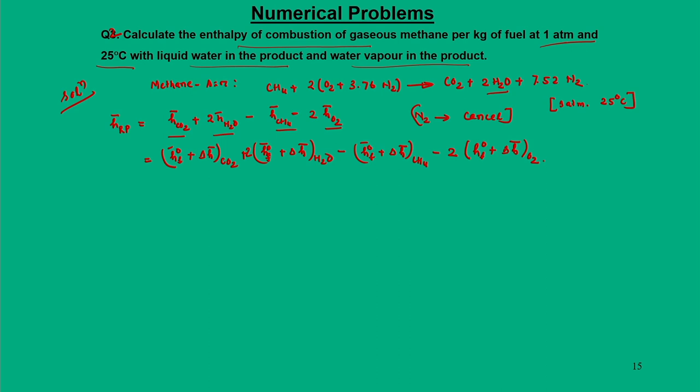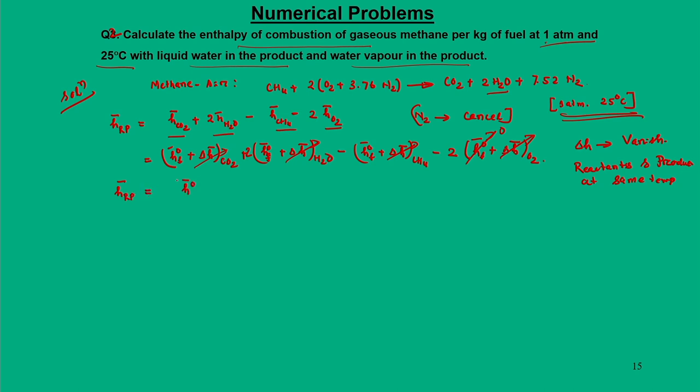Now, let us see what we can assign, as they are at 1 atmosphere and 25 degrees. So stable compounds, their formation enthalpy will vanish. And the other components, the delta H terms, will also vanish because reactants and products are at the same temperature, that is 1 atmosphere and 25 degree centigrade. So all delta H terms will vanish, and we will end up having 3 terms.